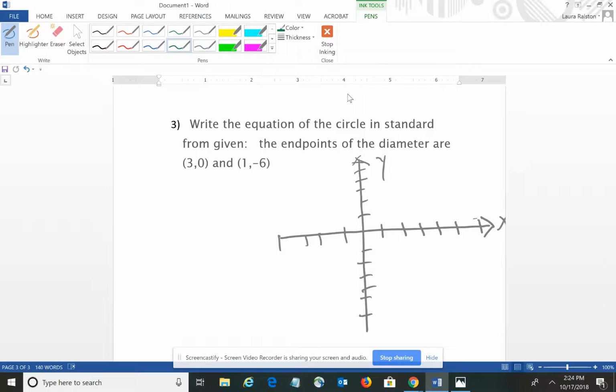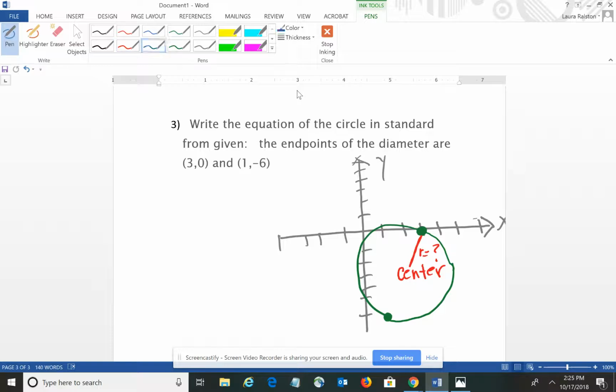Okay, so we have 3, 0, and 1, negative 6. And those are the endpoints of the diameter, which means my circle is going to connect on either side. Okay, so in this case, we don't have either the center nor the radius. So we need to figure out what the center point is, and I'm just going to mark where my center would be. And then we know the radius runs from the center to the side. So I really have two things to figure out here. I need to find the center first.